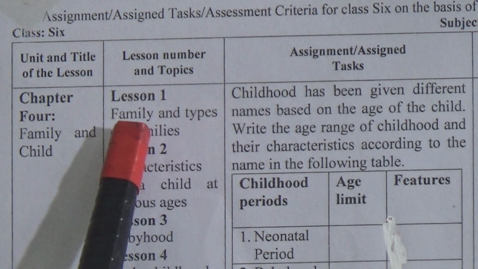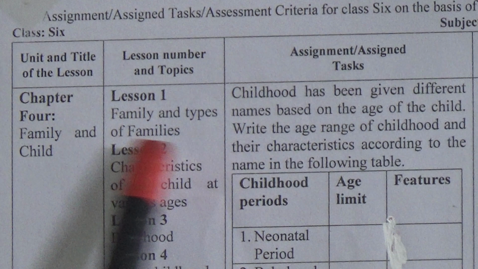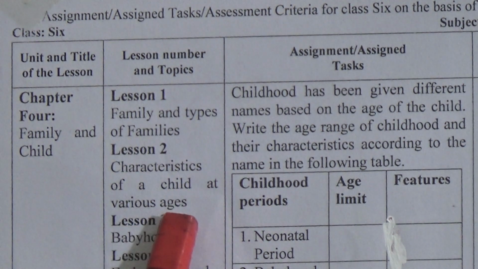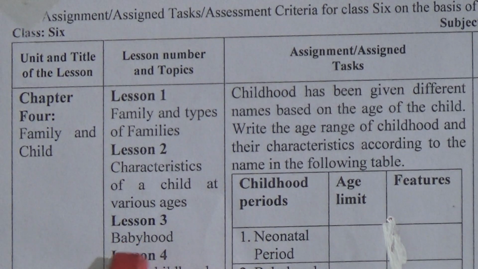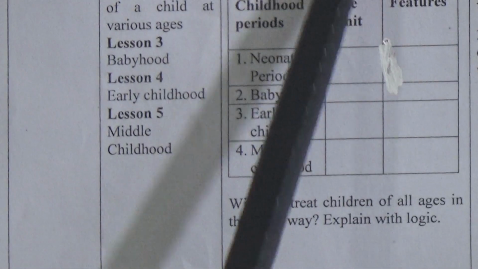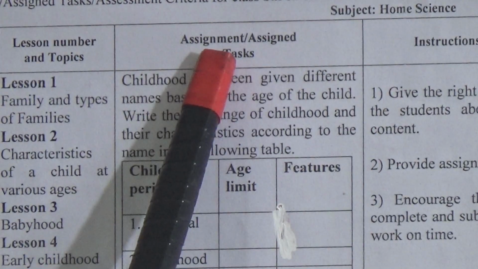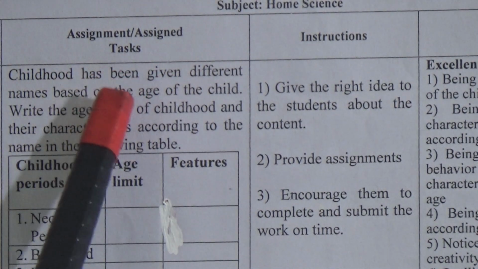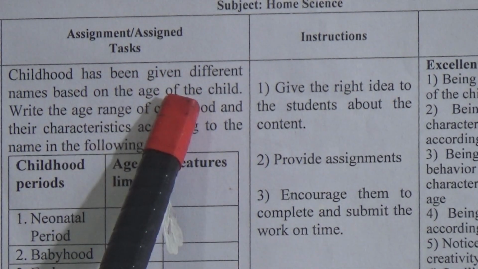Lesson 1 is about family and types of families. Lesson 2 is about characteristics of a child at various ages. Lesson 3 is about babyhood. Lesson 4 is early childhood and lesson 5 is middle childhood. Now come to the main topics. Assignment or assigned task. I hope you have already got your assignment topic.